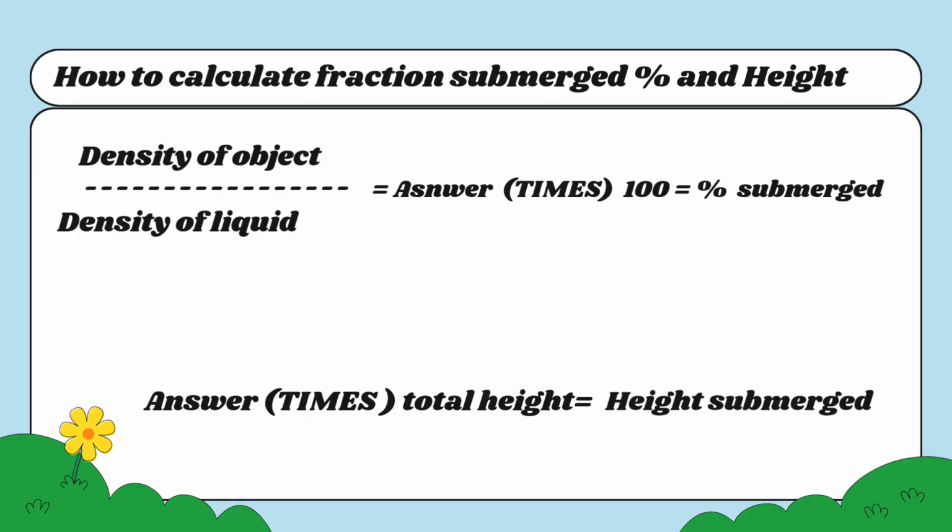And we use the density to calculate the fraction submerged or the height. To do the percentage, it's just the density of the object over the density of the liquid. You get your answer and multiply it by 100 to get the percentage submerged. Now, if you want to get the height submerged, all you have to do is take the density of the object over the density of the liquid and multiply it by the total height. And that's how you get the height submerged.